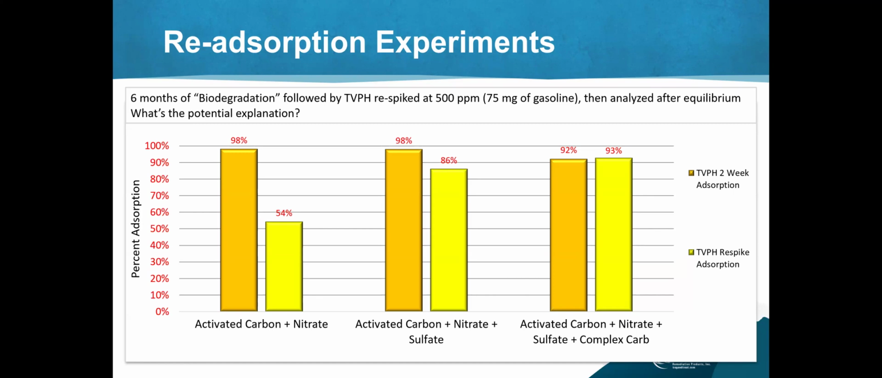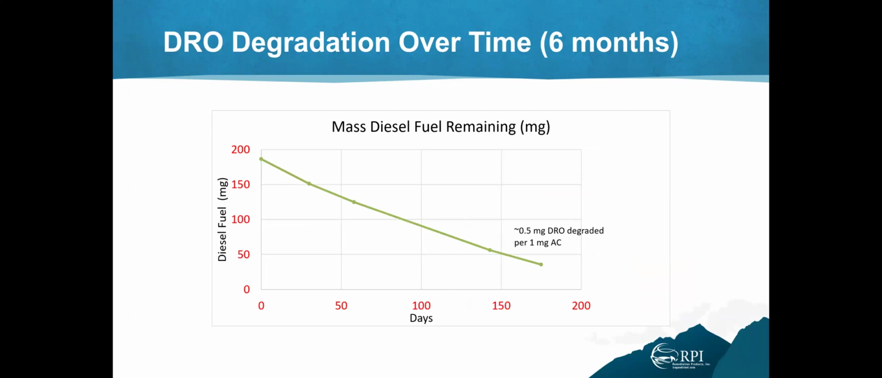The microbes on the carbon are, in a sense, pulling the hydrocarbon off the carbon so that the carbon now has more absorptive space, and you can do this again and again and again. That was what is illustrated, both shown and illustrated, by this experiment. So what is the degradation rate of diesel range organics over time? It's about 0.5 milligram degraded per milligram of activated carbon.